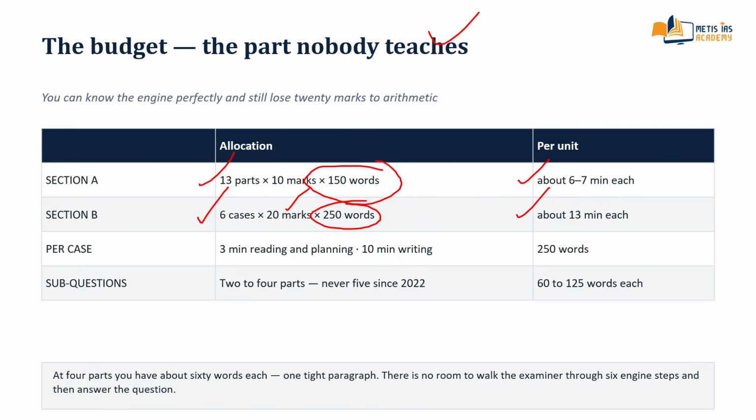So 3 minutes reading and planning, 10 minutes writing per case, 250 words. Sub questions run 2 to 4, roughly 60 to 125 words per part. So read the last line again, because it is the instruction that changes how you write.